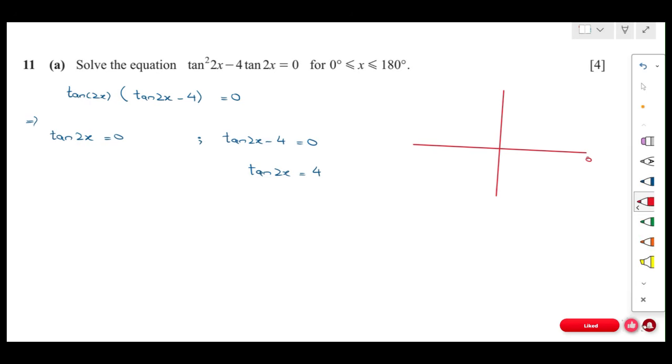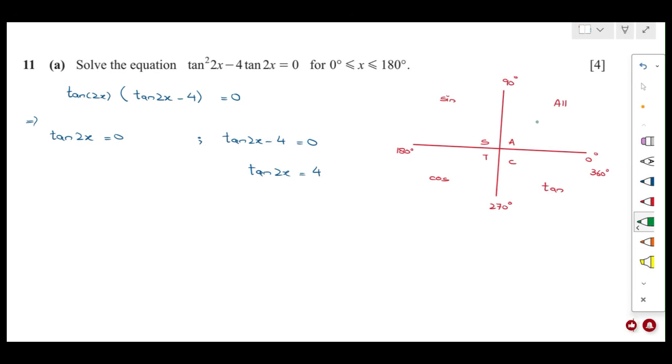Okay, so this is 0 degrees, this is 90 degrees, and here we have 180 degrees. So if you use the CAST rule, C, A, S, and T: here all positive, here sine is positive, here cos is positive, and here tangent is positive. This is 270 degrees, and this should be 360 degrees, the whole. Now tangent is positive in the first quadrant and in the third quadrant.